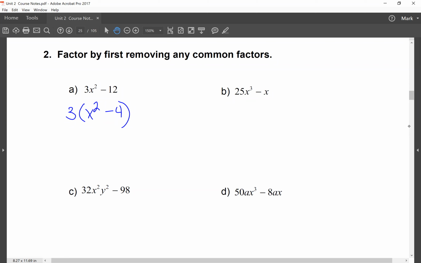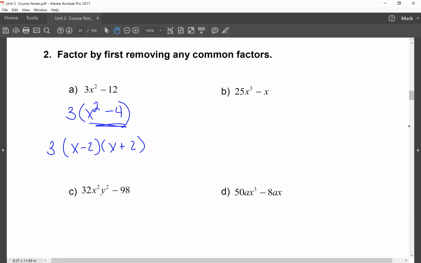So, when I was younger, I might stop here. But if you look carefully, this is a difference of squares. So I can keep the 3 outside, and I can go x minus 2 and x plus 2. And there we go. Now I've actually completely factored it. So yeah, it can be like solving a puzzle sometimes. The answer is in there. You just have to find it.